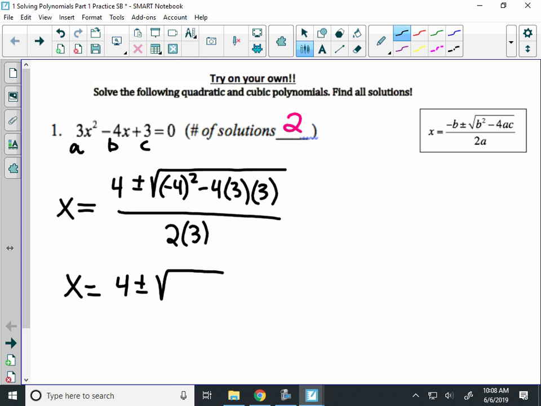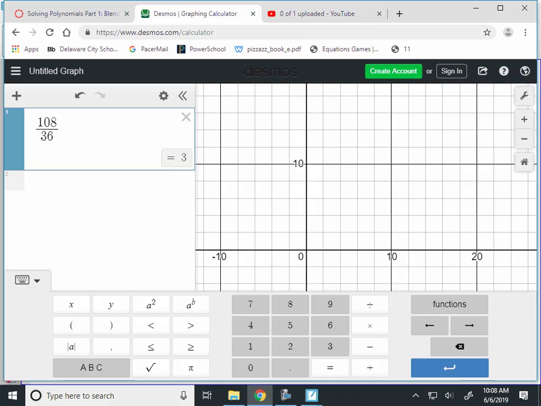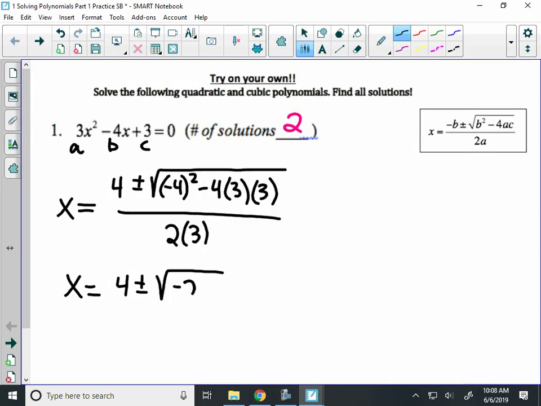I'm going to take what's under the radical, that radicand, and type it in to Desmos. Okay? So I start with negative 4 squared minus 4 times a is 3, and c is also 3. I get negative 20 under the radical, all over 6. Now, I'm going to simplify.